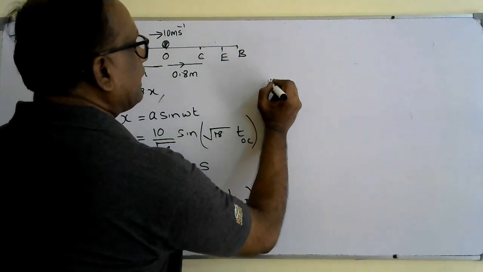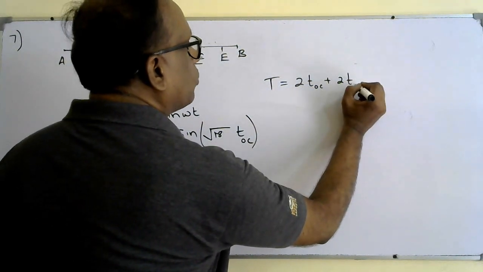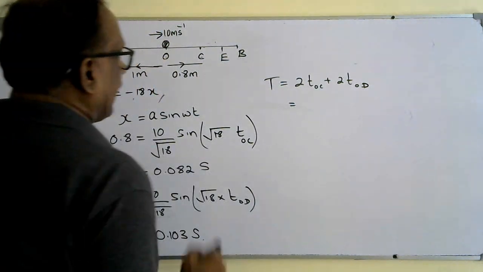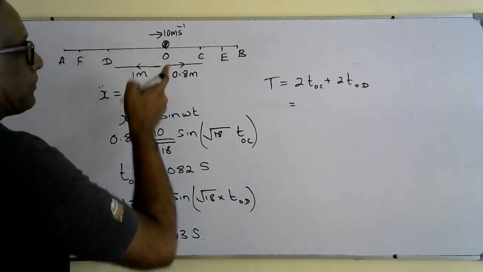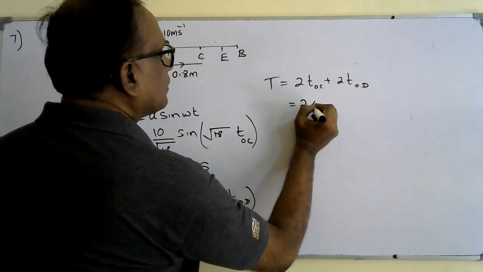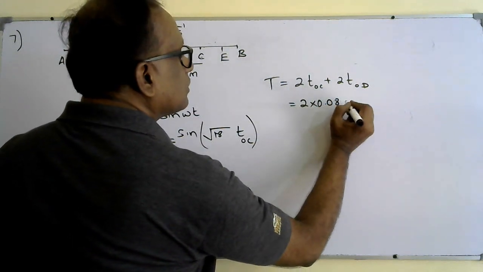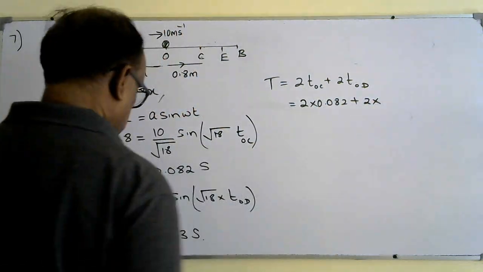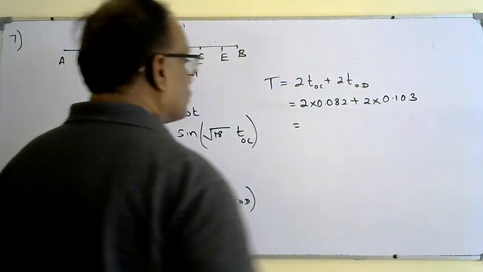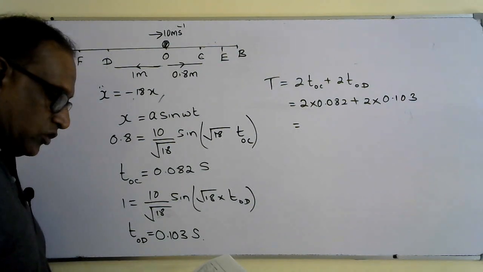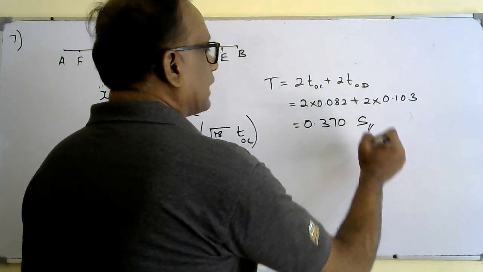Okay, so we need to find T. T is equal to 2 times TOC plus 2 times TOD. I already explained that the time taken from O to C is the same as C to O. Same way, the time taken from O to D is the same as D to O. So that is 2 into 0.082 plus 2 into 0.103. So that will be 0.370. That's the time T.